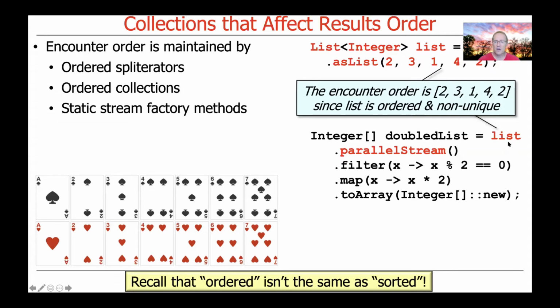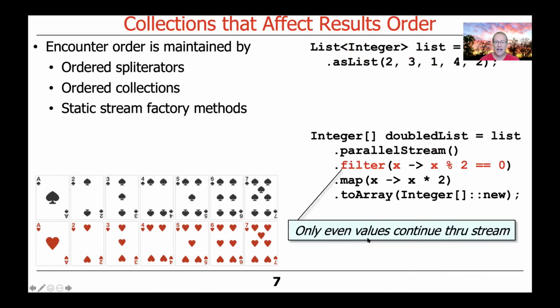So we take our list in the order 2, 3, 1, 4, 2, and we convert it into a parallel stream. Now remember again that ordered is not the same thing as sorted. This is not a sorted list, it's an ordered list. So then we go ahead and convert that ordered list into a parallel stream, and then we're going to apply some intermediate operations, starting with filter. So what we're going to do here is get rid of anything that's odd. So we're only going to allow even values to continue. So we winnow out, we sift through the set of elements that are in our original list 2, 3, 1, 4, 2, and we're only going to have 2, 4, 2. Those will be the things that will pass the filter here.